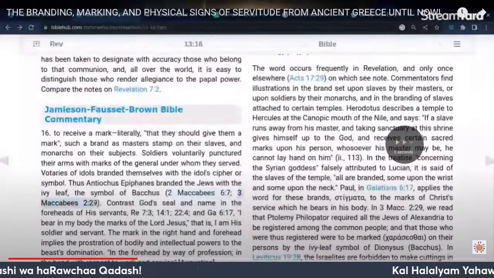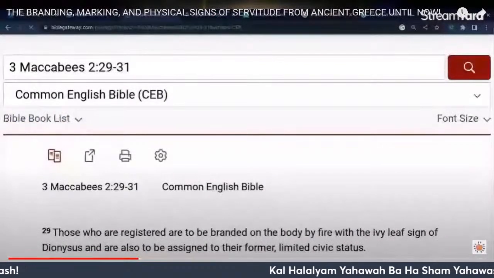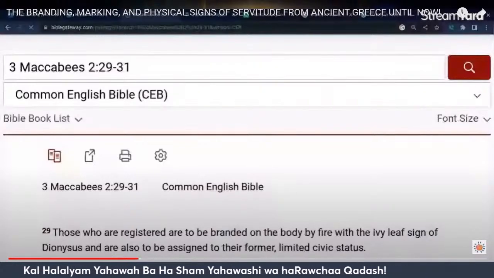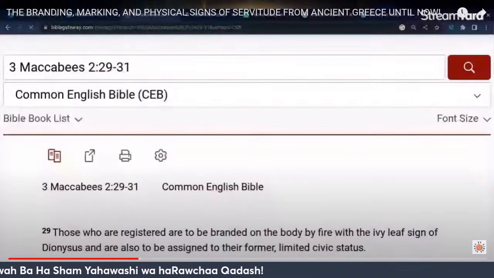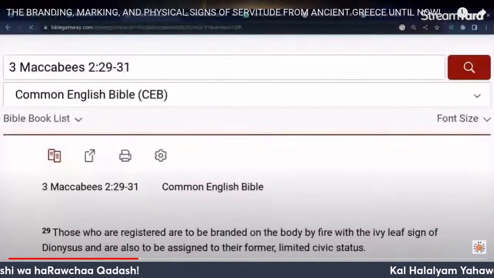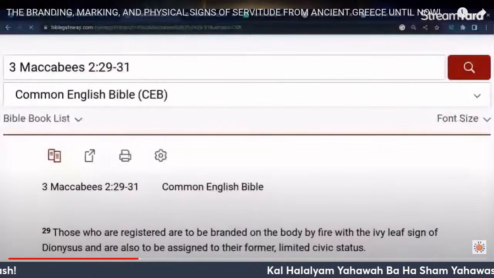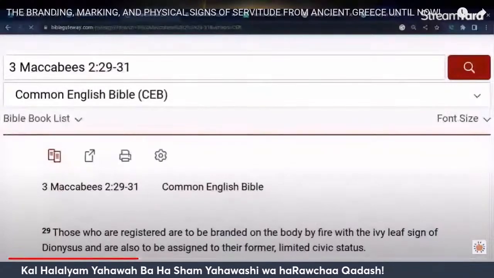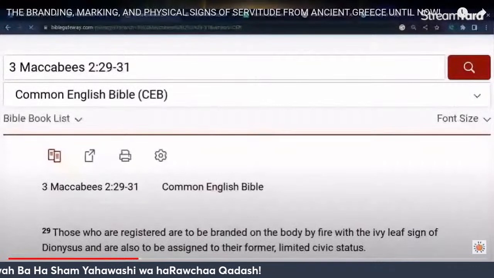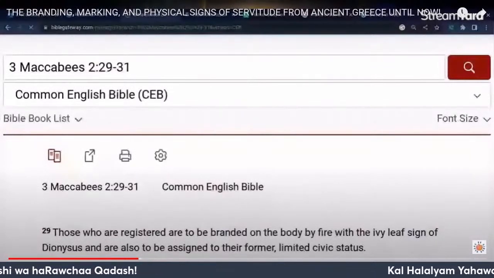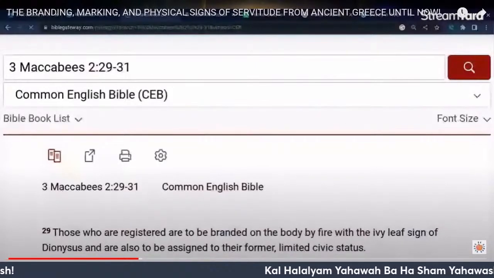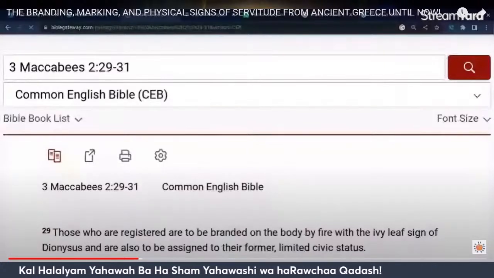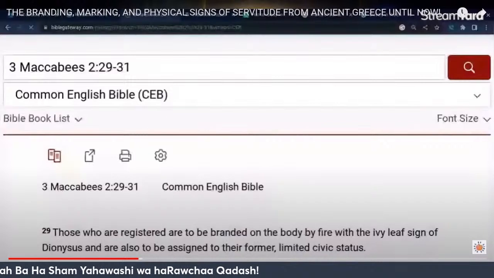This is Third Maccabees 2:29. It says those who are registered are to, and this is CEB version, those who are registered are to be branded on the body by fire with the ivy leaf sign of Dionysus and are to be assigned to their former limited civic status. Why don't we understand that Esau, this was Edomites who did this to us under the name of Greeks, branded our bodies with the symbols of their gods, their idols, and limited our status based upon if we served them or not, if we were good slaves or not.